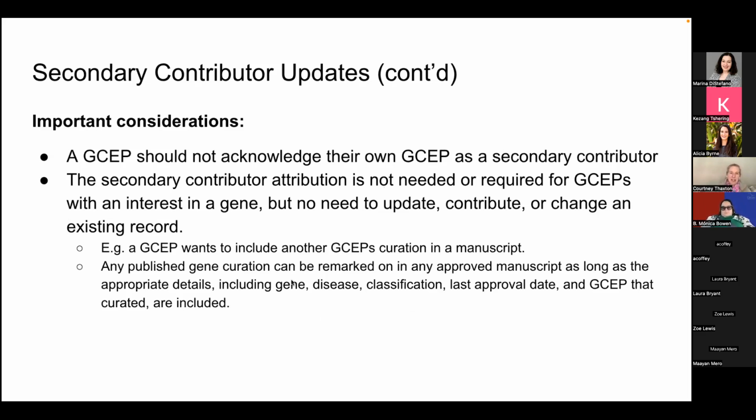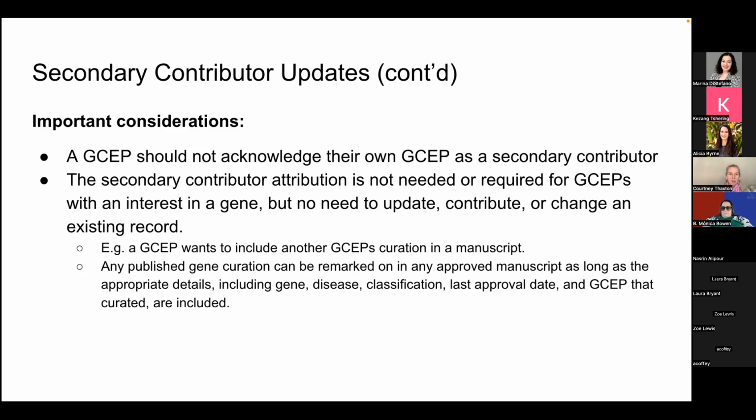Now, I just want to also emphasize with secondary contributor, if you are in there as your affiliation, please do not mark your own affiliation as a secondary contributor. You are the primary contributor and you are already taken care of in the GCI and on the ClinGen website. This is really when you have worked with another expert panel, which could be a GSEP, it could be a working group, or even a variant curation expert panel. You have the ability to acknowledge any of them if they have helped you with the final gene disease validity classification. The secondary contributor is also not needed or required if you're a GSEP that just has plain interest in this gene and you want to publish about it in your manuscript.